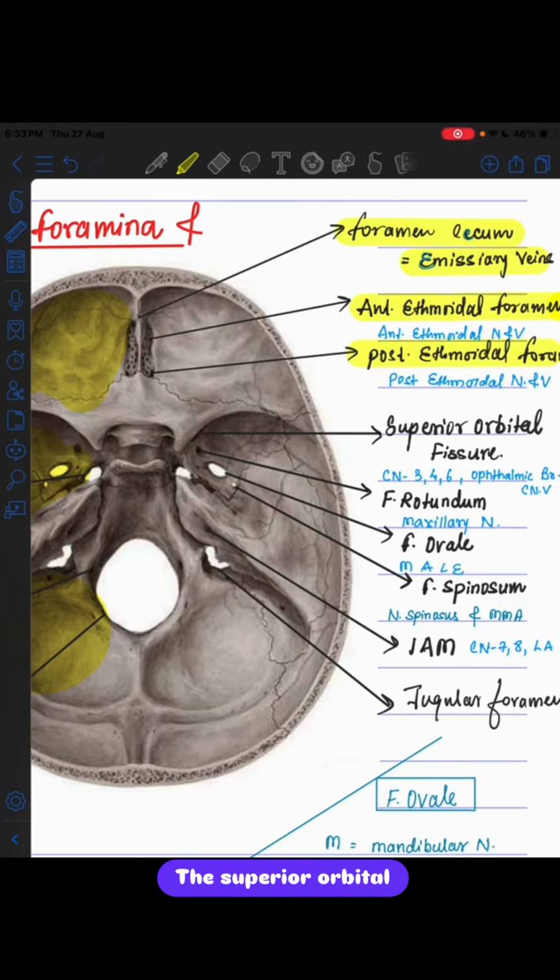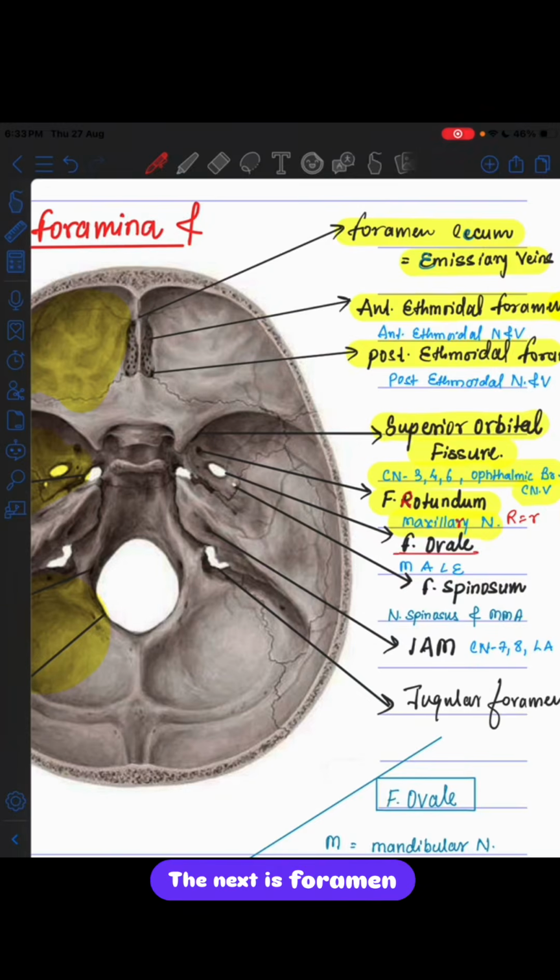The superior orbital fissure, on the other hand, contains the cranial nerves 3, 4, 6 and the ophthalmic branch of cranial nerve 5. Foramen rotundum contains maxillary nerve. How can we remember this again? So there is an R in rotundum and there is an R in maxillary nerve as well. So R for R. Rotundum contains maxillary nerve.